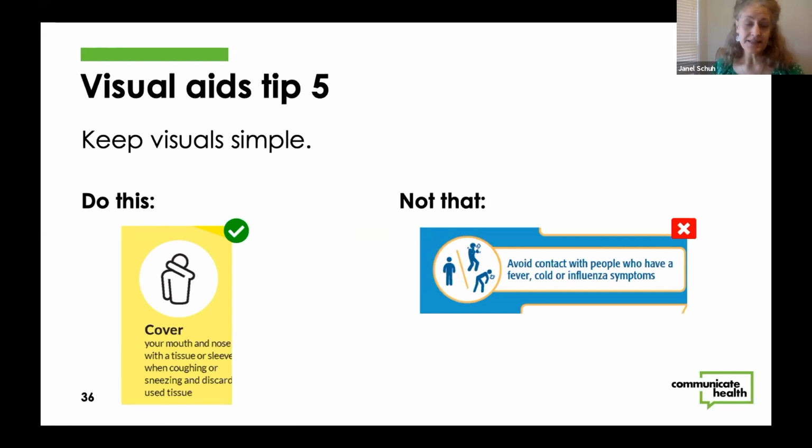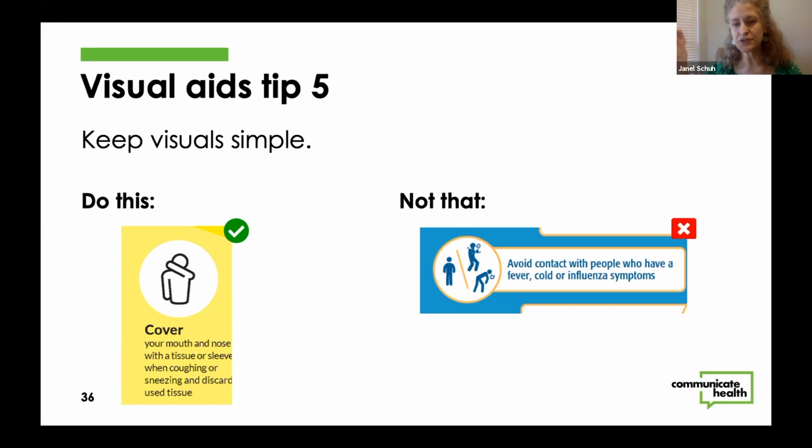So I'm looking at this, and on the left, just looking at the figure, I can kind of get the idea, and then I can go down to the words and say, cover your mouth and nose with a tissue or sleeve when coughing or sneezing, and discard used tissues. On the right, what we have are avoid contact with people who have a fever, cold, and influenza.